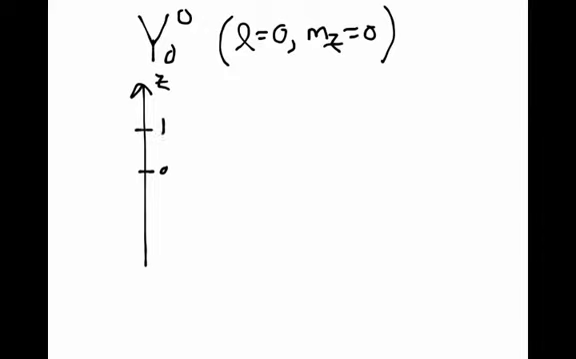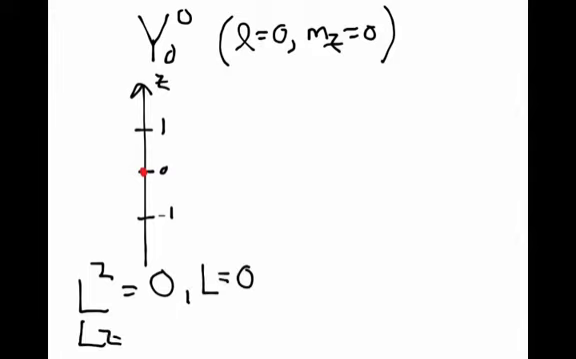Now we're going to look at some of these solutions in a little bit of detail. So let's start with the Y00, the L equals 0, M sub z equals 0 case. This one's pretty easy. First, let's put a z-axis up here, because we're always interested in the z component of angular momentum. Well, that's 0. So I've got a little red dot there to designate that being 0. The momentum squared is 0. The angular momentum is 0. The z component of the angular momentum is 0. This one's pretty dull. There's no rotation.